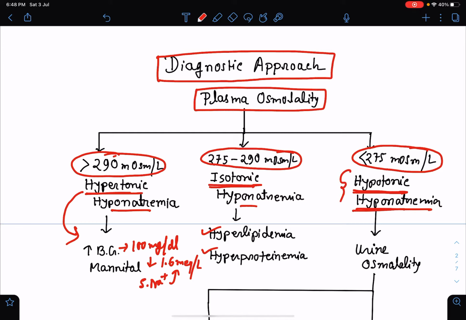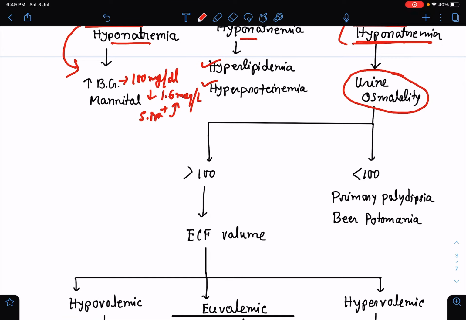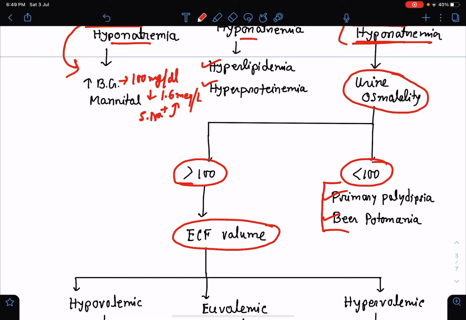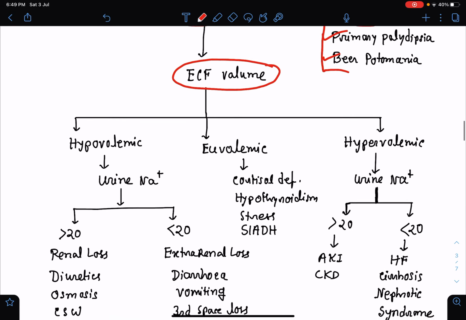In hypotonic hyponatremia, here comes the role of urine osmolality. Once we know that the plasma osmolality is less than 275 and it is a case of hypotonic hyponatremia, we will go ahead with a urine osmolality. If the urine osmolality is less than 100 milliosmol per liter, then we can think of primary polydipsia and beer potomania. If it is more than 100, then here comes the role of extracellular fluid volume. Once the urine osmolality is more than 100, we will look for the extracellular fluid volume.